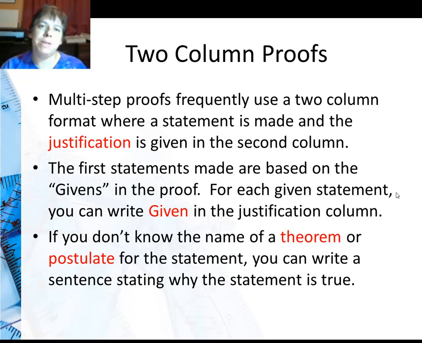The first statements made are usually out of the given for the problem. So you just write given in the justification. Now, if you don't know the name of a theorem or a postulate, try to write a sentence or something explaining, well, this is always true. For example, if I said angle A is 90 degrees and you wanted to say angle A is a right angle, you could say all right angles are 90 degrees, or all 90-degree angles are right angles.